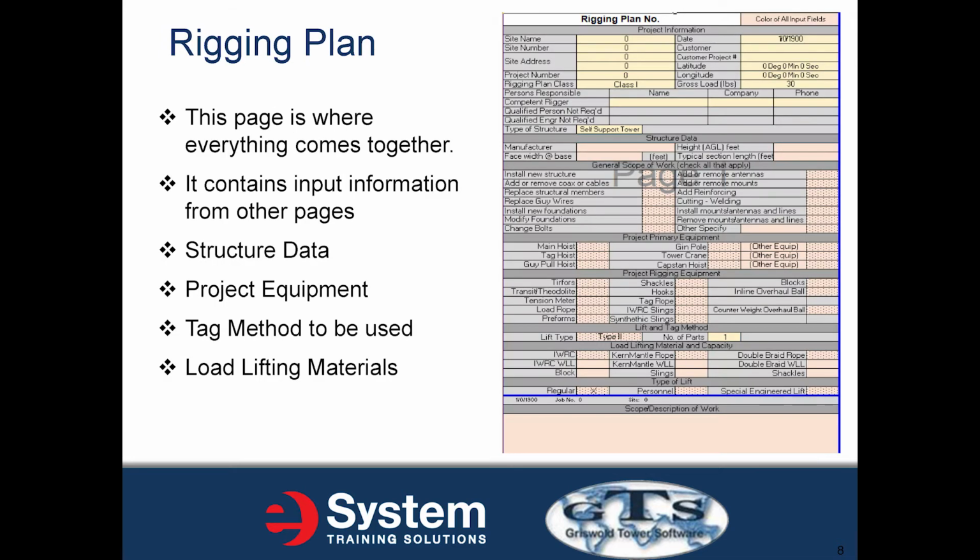Now, the rigging plan page itself, this is where everything is going to come together. It contains input information from the other pages. It contains structure data, the project equipment that you're going to be using, the tag method to be used, and the load lifting materials that you're planning on using for this project.